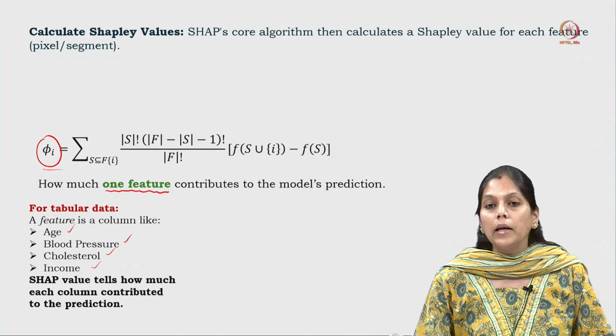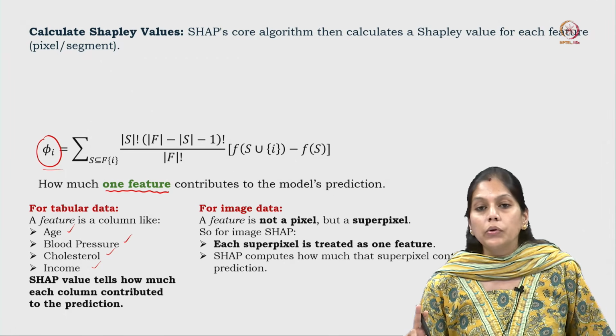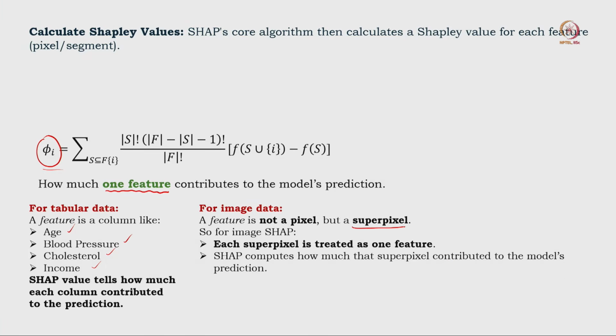But here we are dealing with an image. So, for an image, what exactly is a feature? A feature is not a pixel here, a feature is a superpixel. Why a superpixel? Because just one pixel does not contribute anything for the model. CNN does not understand with just one pixel. Therefore, we are dealing with a collection of pixels, and that collection of pixels we call superpixels. SHAP will treat each superpixel as one feature, and SHAP computes how much that superpixel contributes to the model prediction.